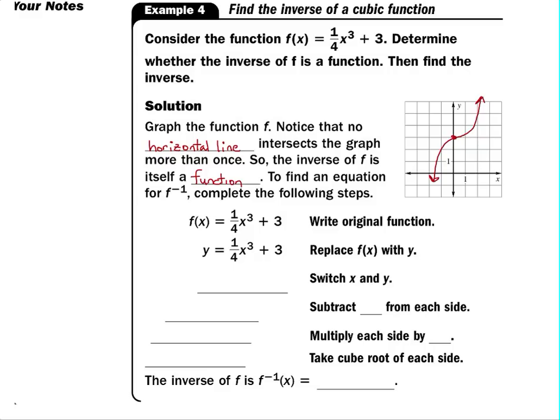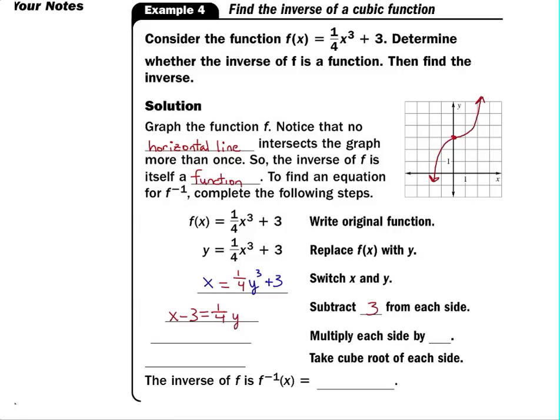Then it says to find an equation for f inverse, complete the following steps. You see they get you started. You rewrite f of x, then you put in y instead of f of x, because then we can pull the old switcheroo. So instead of y equals, it's x equals. Then we need to start solving for y. So we're going to subtract 3 from both sides.